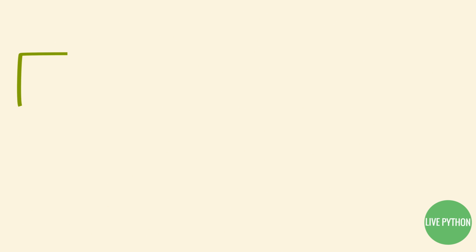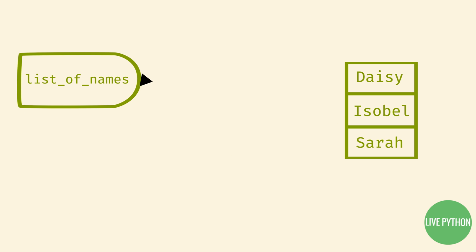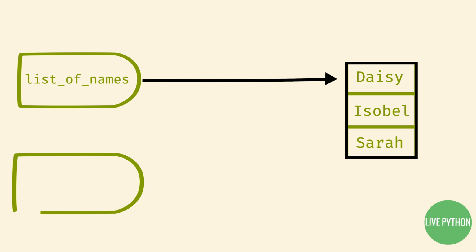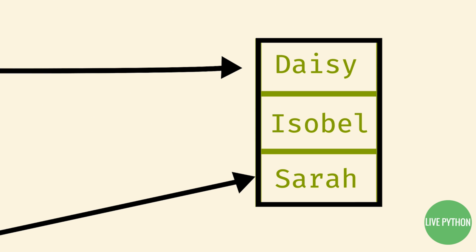When we wrote line 1, what we did was create an object, the object being the list of those three strings, and we had list of names pointing to that object. When we made the assignment on line 2, we created a new name pointing to the same object as we had on line 1. Throughout this, there is only one object.